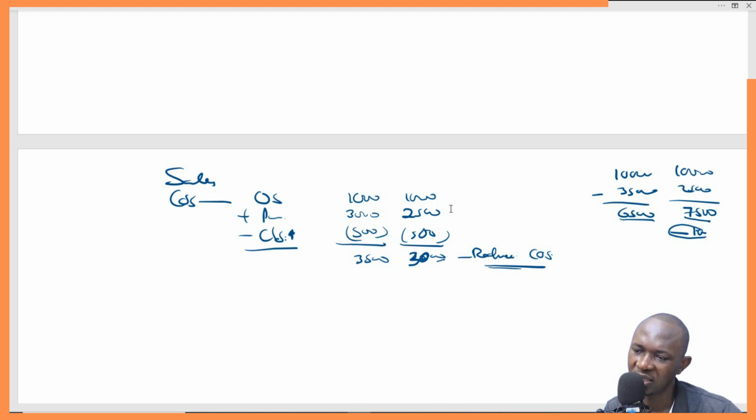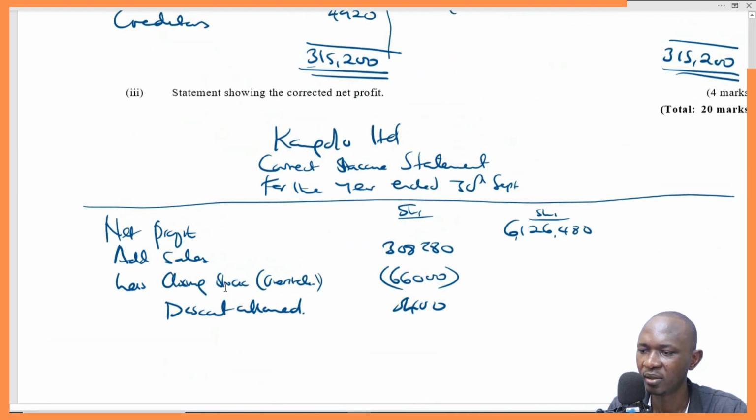So an undercast in purchases leads to an undercast in cost of goods sold. Then 10,000 minus 3,000 is 7,000. So an undercast in purchases inflates the profits. So what are we supposed to do? Reduce the profit by that amount, which in this case is 270.